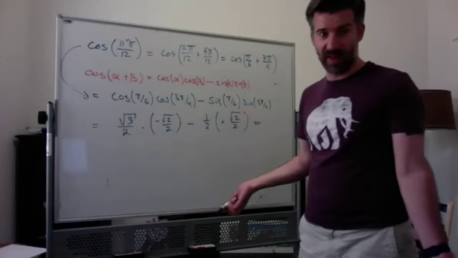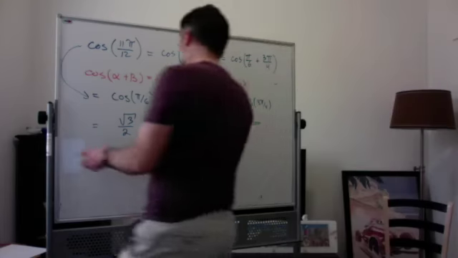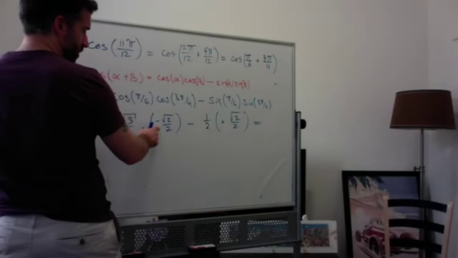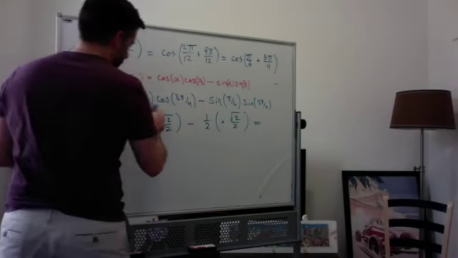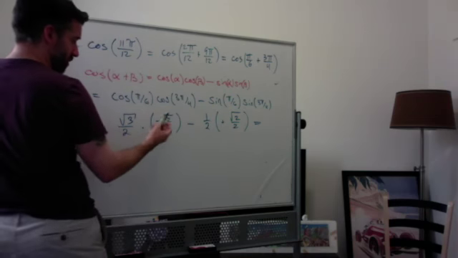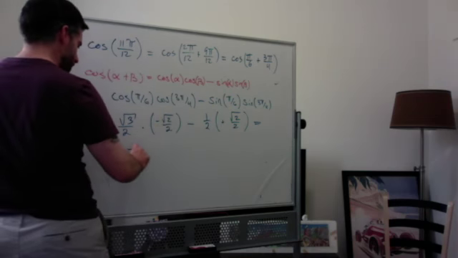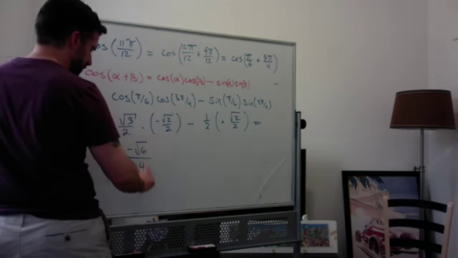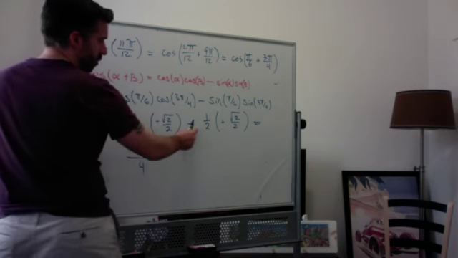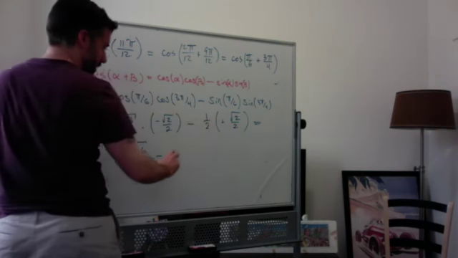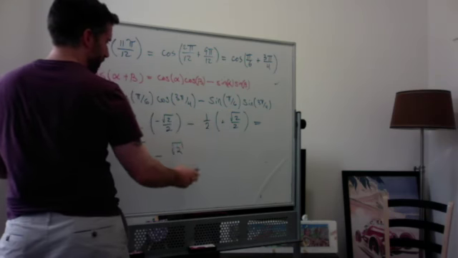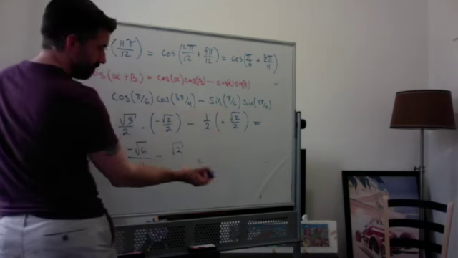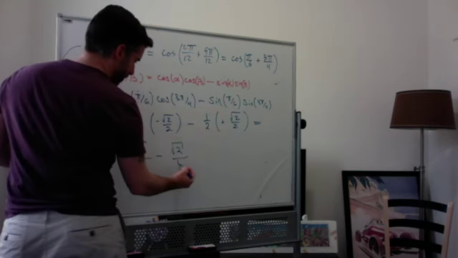Okay, now we simplify, and it always looks kind of the same. Root 3 over 2 times negative root 2 over 2. The roots multiply together, and you get root 3 times root 2 is root 6, but it's negative. Negative root 6 all over 2 times 2 is 4. Minus 1/2 times root 2 over 2 is just root 2 on top, because 1 times root 2 is root 2, and 2 times 2 is 4.